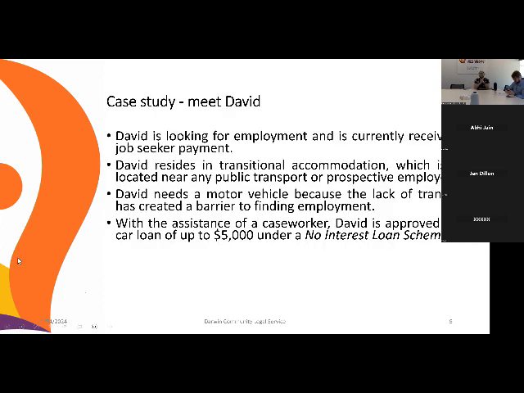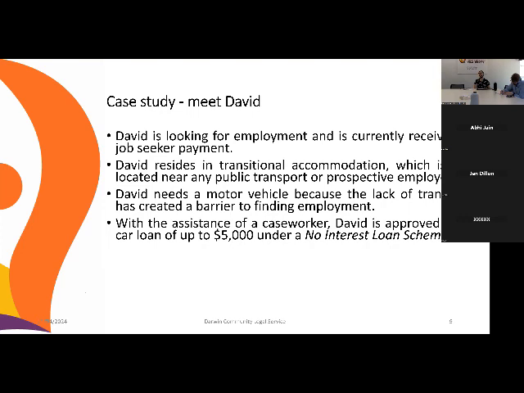So we've just got a case study. So meet David. David is looking for employment and is currently receiving a job seeker payment. David resides in transitional accommodation, which is not located near any public transport or prospective employer. David needs a motor vehicle because the lack of transport has created a barrier to finding employment. With the assistance of a caseworker, David is approved for a car loan of up to $5,000 under a no interest loan scheme.